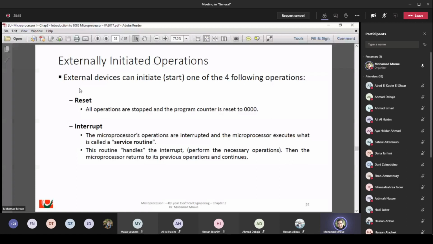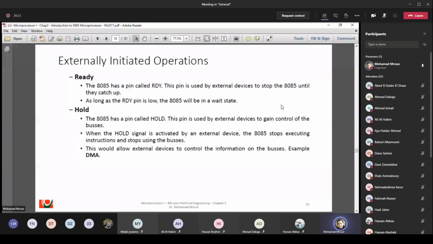We have the ready. So the 8085 has a pin called ready. This pin is used by external devices to stop the 8085 until they catch up. So as long as the ready pin is low, the 8085 will be in a wait state, will do nothing in it.